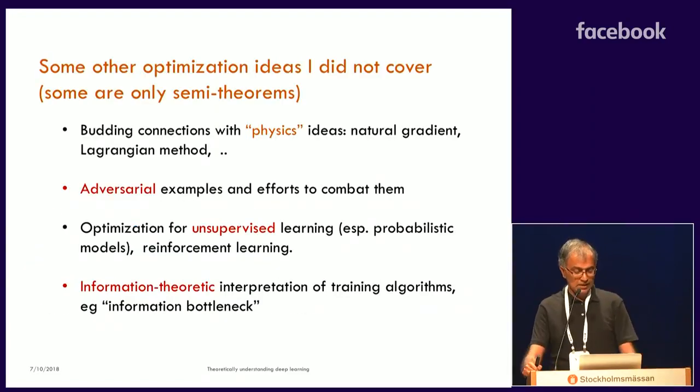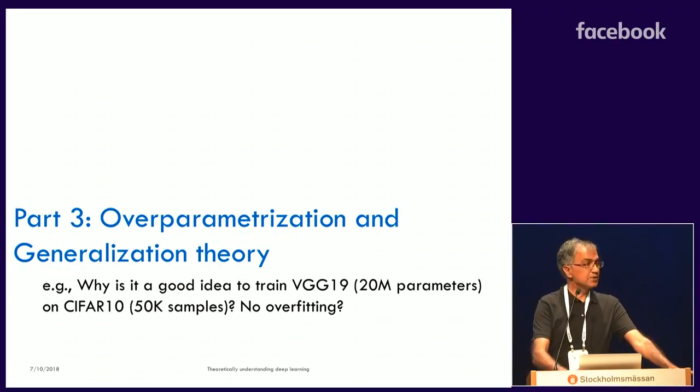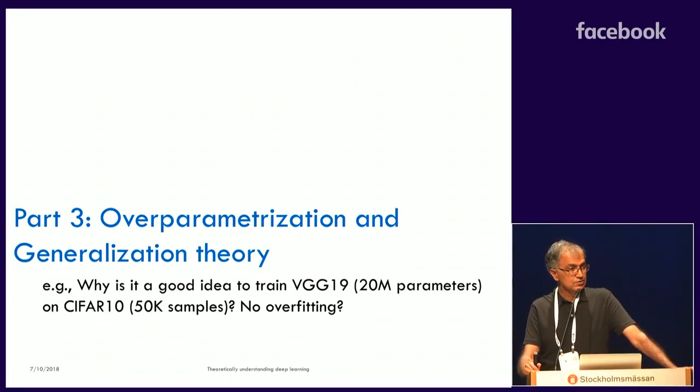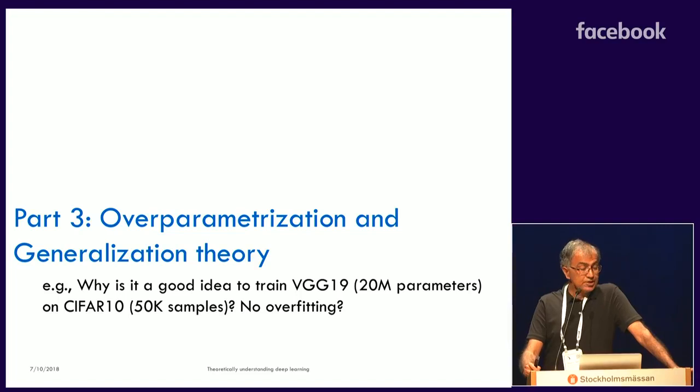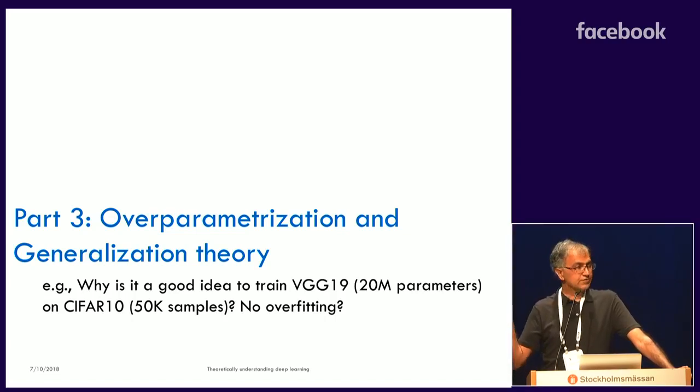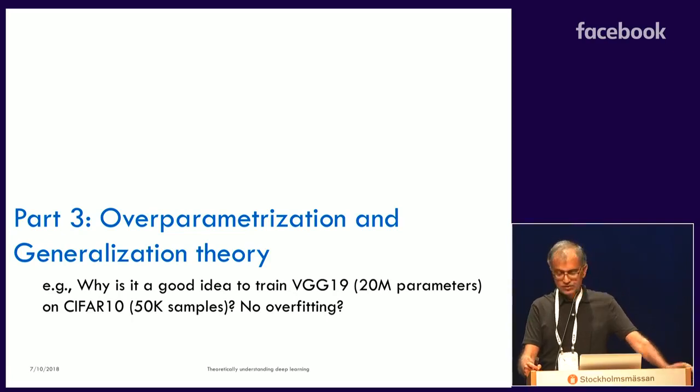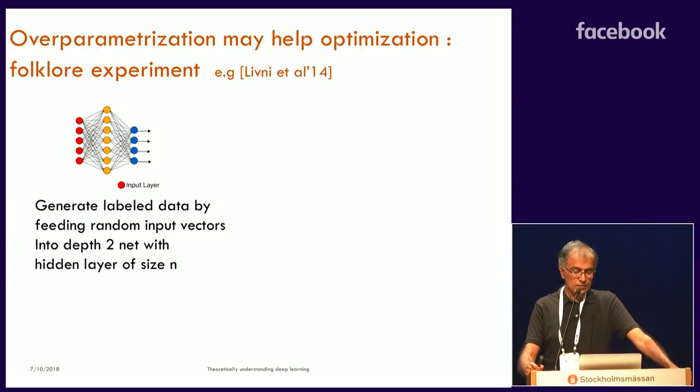So that's the end of the first part, and that was the longest part, actually. And now I'll go on to talking about overparametrization and generalization theory. As I mentioned, and as probably most of you know, these days it's quite traditional to not bat an eyelid at training a net with 20 million parameters on CIFAR-10 with 50,000 examples. And no overfitting is observed, or very little. So why? And why is this a good idea?